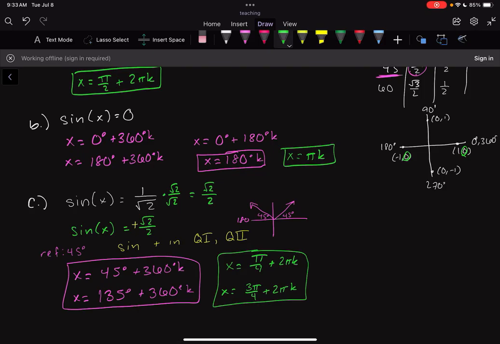And so then let's say it had been a negative square root 2 over 2. The only thing that would have changed is my quadrants, because I would have had to think, okay, where is sine negative? Sine is negative in quadrant 3 and quadrant 4. So my answers would have been quadrant 3 and quadrant 4, reference still 45.